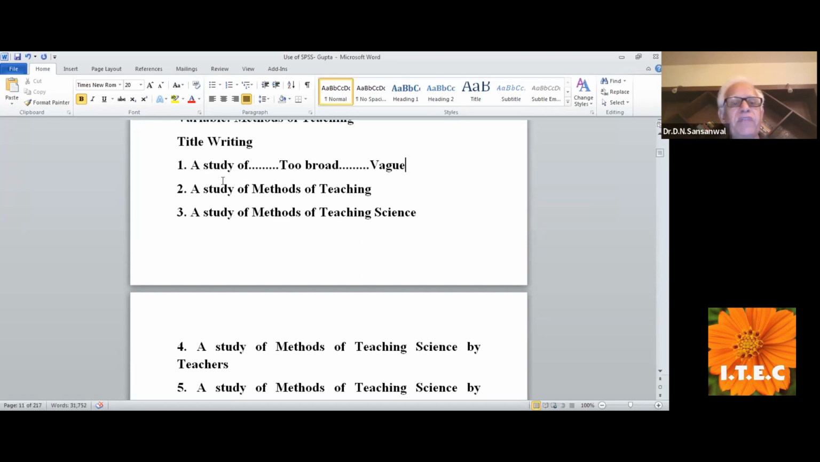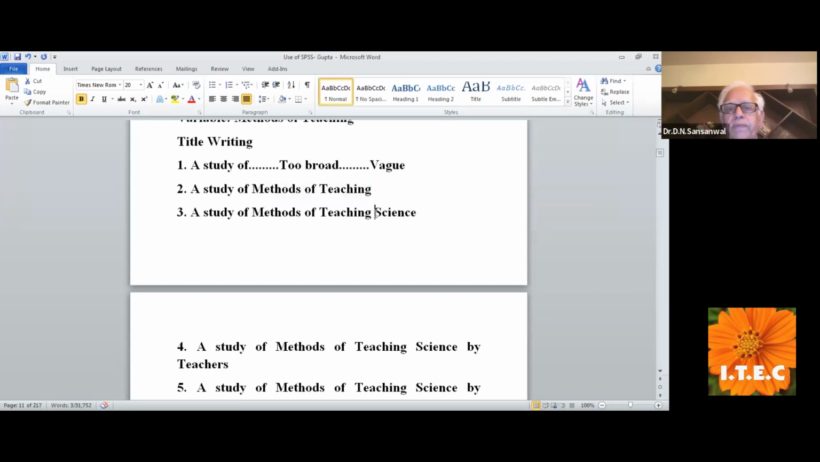Now, if you compare the second with the first, in the second I have written methods of teaching, and methods of teaching is a variable. So this particular research will not be related to self-concept, achievement, anxiety, or personality, or anything except the methods of teaching. So I have narrowed it down. If you compare the third with the second, in the third I have written methods of teaching science. So it is not methods of teaching language, history, management, chemistry, English or music. It's only science.